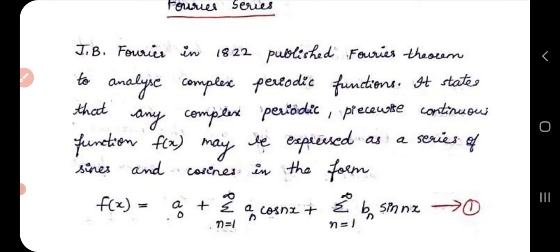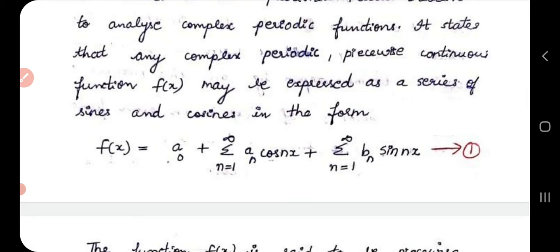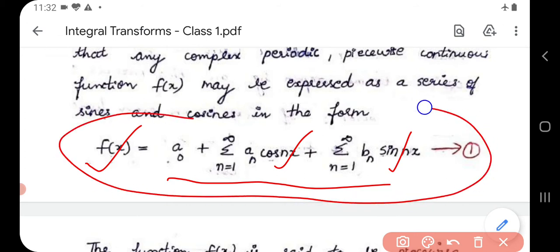J.B. Fourier, in 1822, published the Fourier theorem just to analyze complex periodic functions. It states that any complex periodic continuous function, say f of x, can be expressed as a series of sines and cosines in the form given by equation 1. This is a complex periodic continuous function f of x, expressed as a sum of cosine and sine functions. So this equation 1 is your Fourier series.